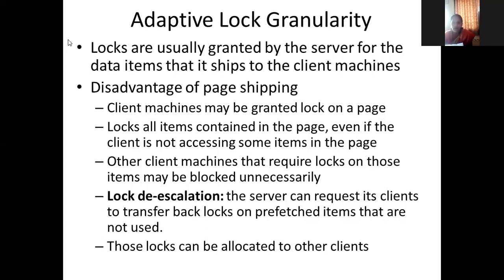So at that time what happens? Lock de-escalation. Lock de-escalation means the server can send a request to its client to transfer back the locks on the prefetched items that are not used. After getting that data back, the server can allocate it to another client. So this is the disadvantage of page shipping. Okay, adaptive lock granularity, this is the second issue.